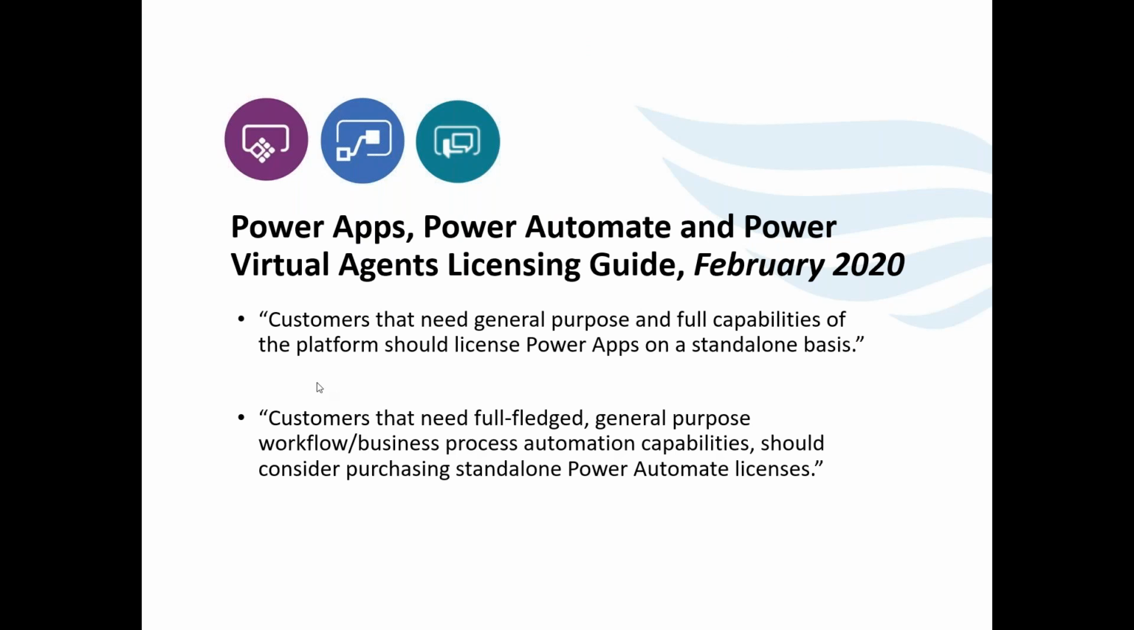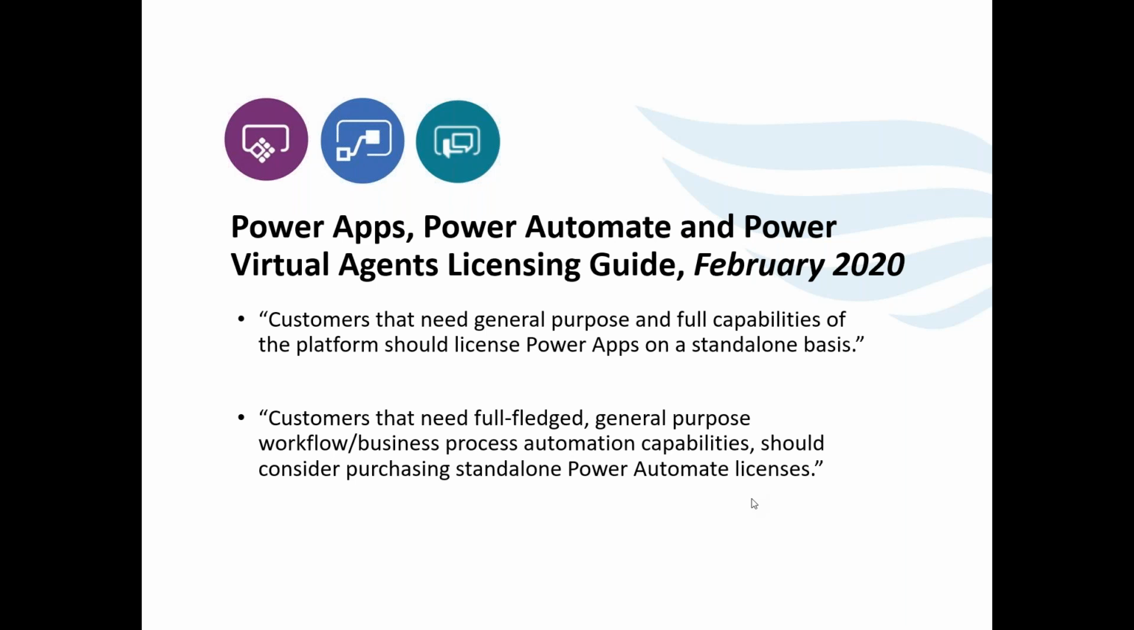But they say right on it, they being Microsoft, if you need general purpose and full capabilities of the Power Platform, you should license PowerApps on a standalone basis. If you need the full-fledged general purpose business automation capabilities, purchase the standalone Power Automate licenses. So they're already saying the limited features that come with Office 365 may not be sufficient for your needs, and if you do need these extra components, then you would need to go to one of the standalone plans.